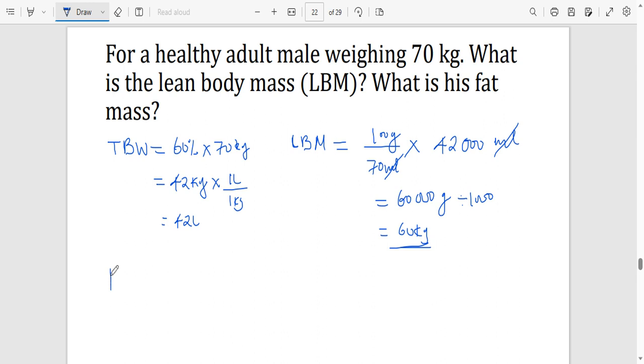So the fat mass is going to be equal to the total body mass, or the total body weight, minus the lean body weight or lean body mass. So the weight of this person is 70 kg. The portion that has got no fat is 60 kg. Then the fat is just going to be 10 kg. So that is it for this one.